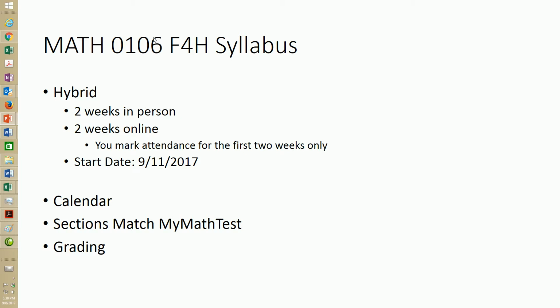the Math 0106 F4H syllabus. So we're going to look at the syllabus in just a minute. The syllabus, you're going to see that it shows that this is a hybrid course, 2 weeks in person, 2 weeks online. You mark attendance for the first 2 weeks only. The start date is Monday, September 11th. We'll look at the calendar.